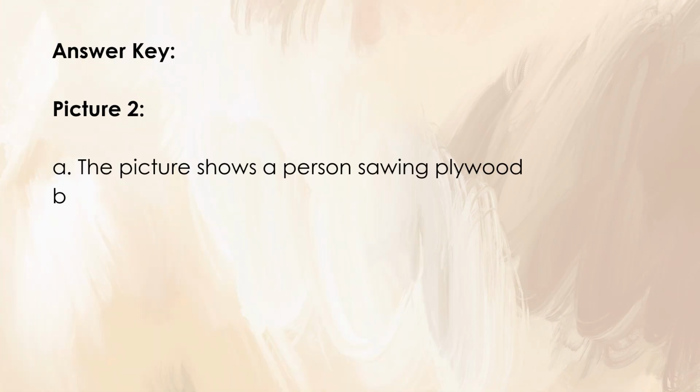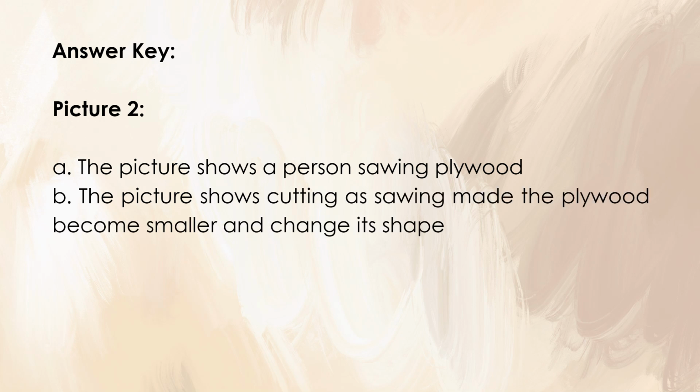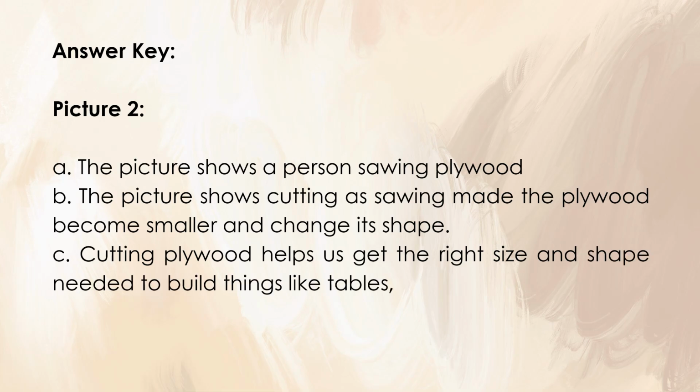2. The picture shows a person sawing plywood. Cutting, as sawing, made the plywood become smaller and change its shape. Cutting plywood helps us get the right size and shape needed to build things like tables, shelves, and more.